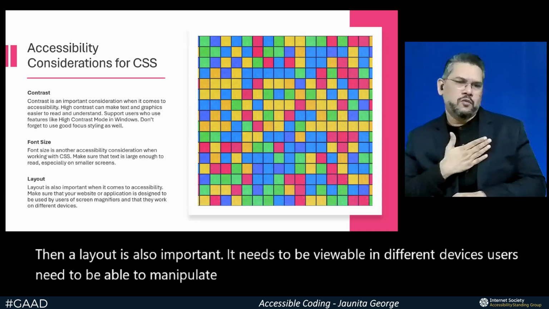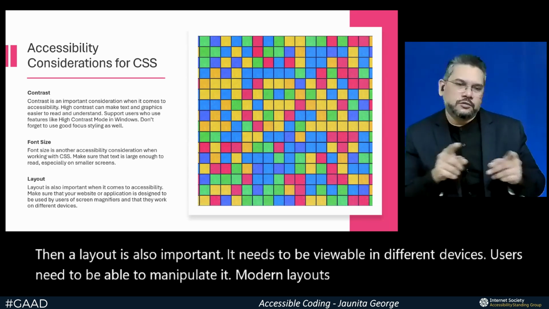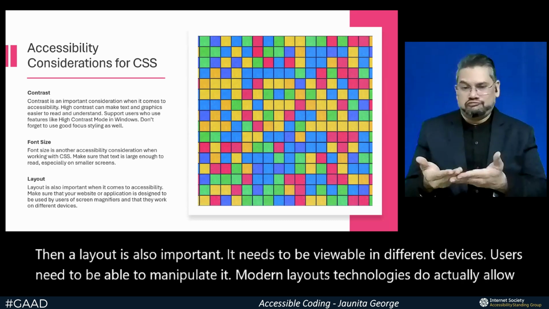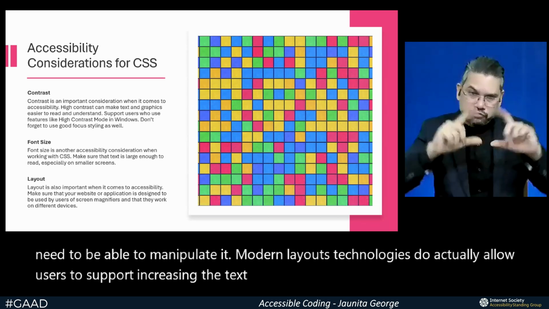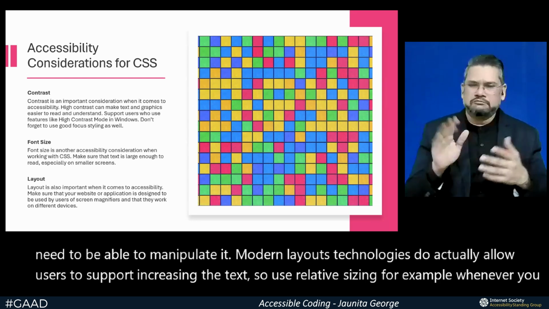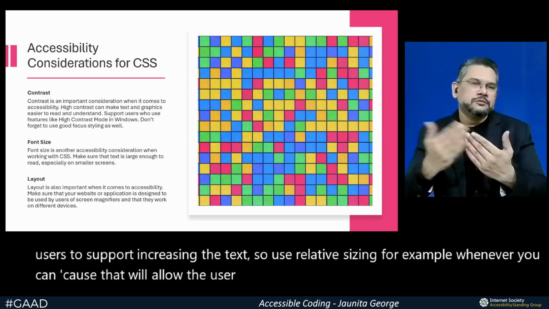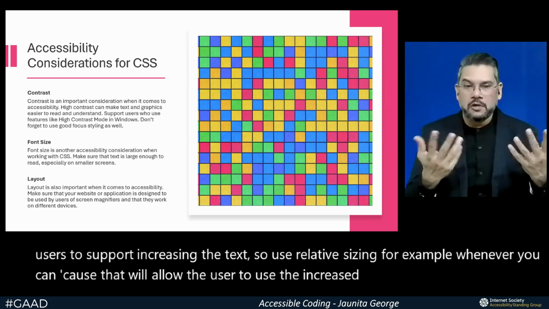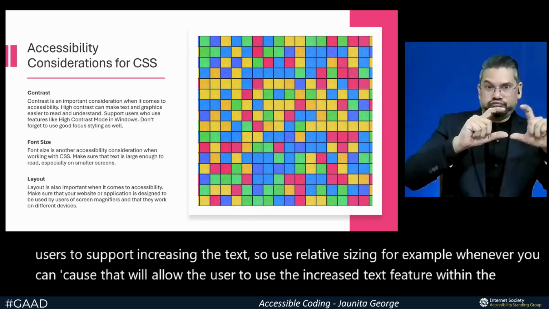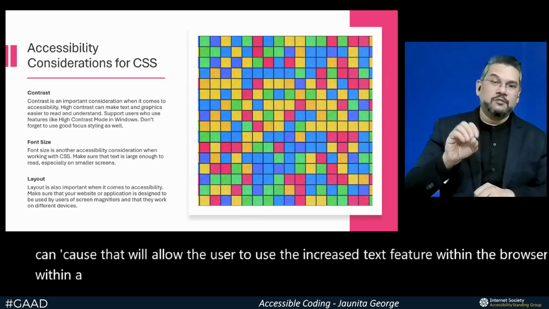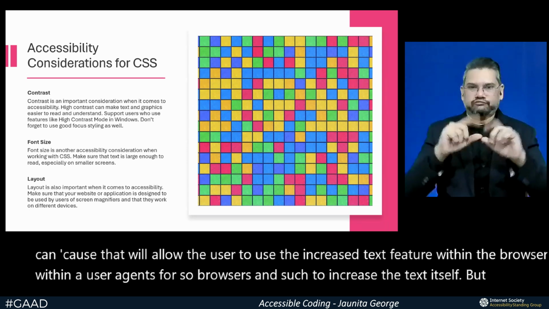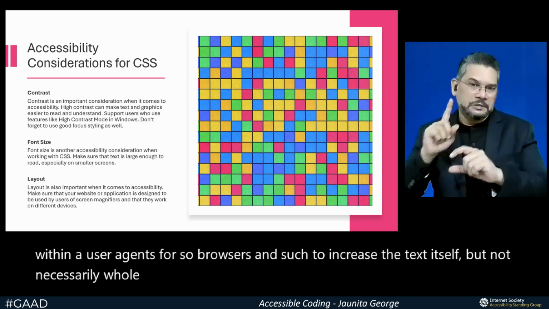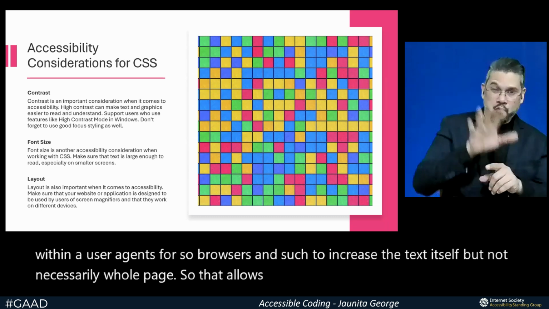Modern layout technologies do actually allow users to support increasing the text. So use relative sizing, for example, whenever you can, because that will allow the user to use the increased text feature within the browser, within user agents, so browsers and such, to increase the text itself, but not necessarily the whole page. So that allows for better reflow and such of the content.